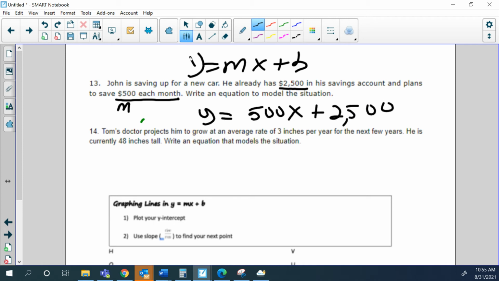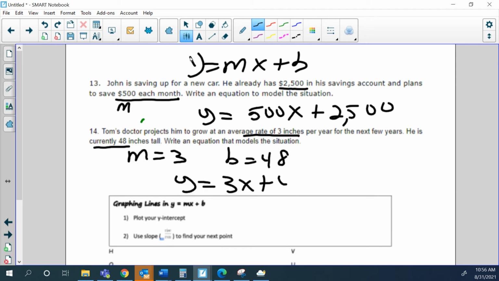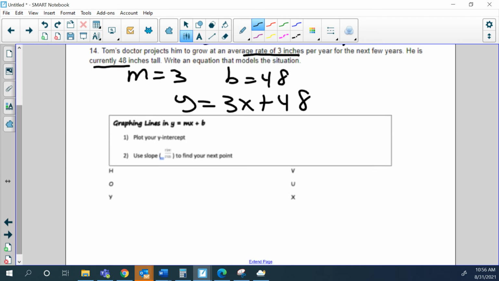And the other one is Tom's doctor projects it to grow at a rate. That's my slope. m is equal to 3, and the initial value, my b, is 48. So my equation now is going to be y is equal to 3x plus 48. All right. And then we talked about this earlier.